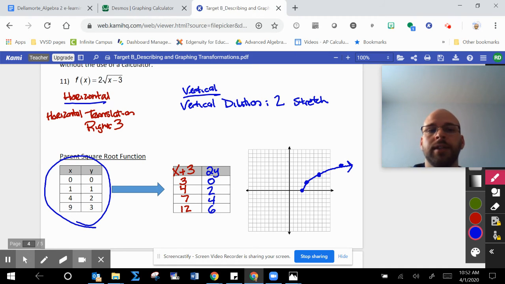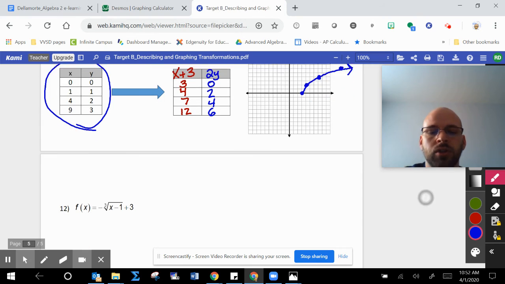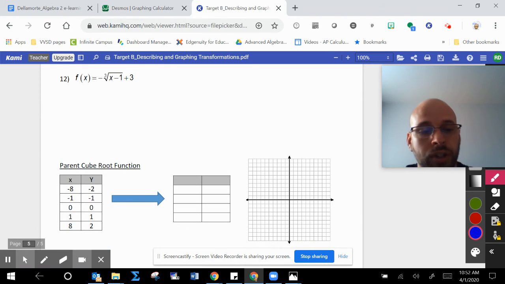You can always check this on Desmos or your graphing calculator if you have one at home. But you should get the graph, no problem. So let's do one more. For number 12, I have a cube root function, right? So we did square root for 11. We're going to do cube root for number 12.